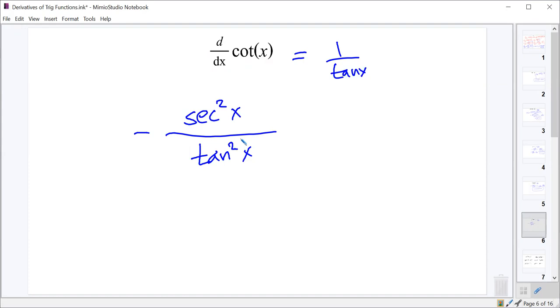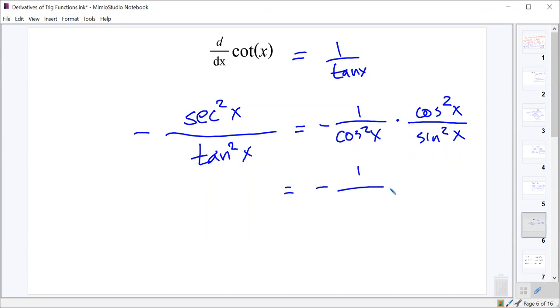So we'll rewrite this a little bit here as negative 1 over cosine squared, or secant squared. And then tangent squared in the denominator is the same as a cotangent squared in the numerator, which would be a cosine squared over a sine squared. The cosine squareds will cancel. And we have negative 1 over sine squared, or negative cosecant squared. Any questions on that one?